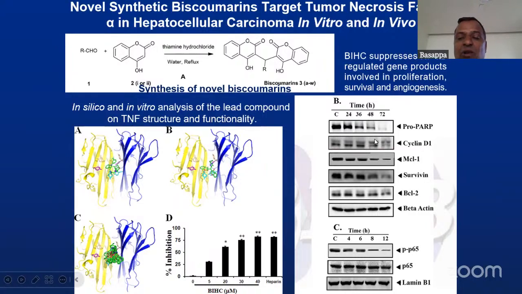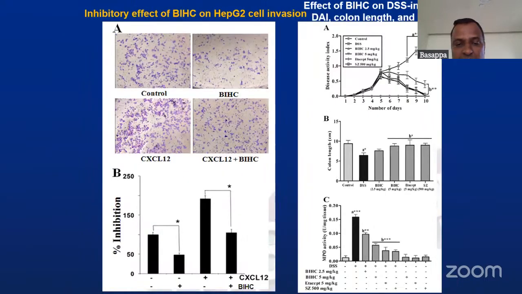In the cellular system, we could also show this compound inhibits NF kappa B p65 phosphorylation. That is to say, there is TNF binding by the compound, and then the compound triggers its anti-proliferative effect by targeting NF kappa B. That has been studied.